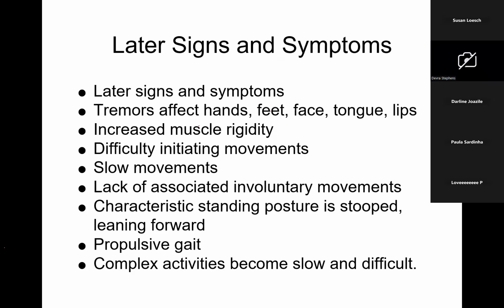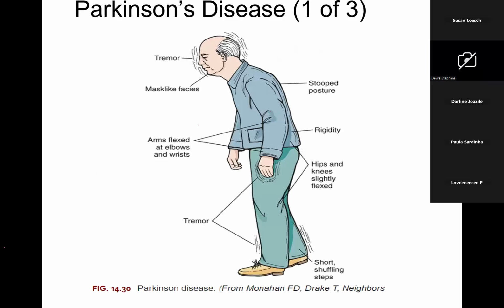The propulsive gait will lead to things like short, shuffling steps, and the postural reflexes are impaired, so they can fall easily because they don't have those normal reflexes. And they have a hard time getting up out of a chair. It might take them a really long time. They might move slow.